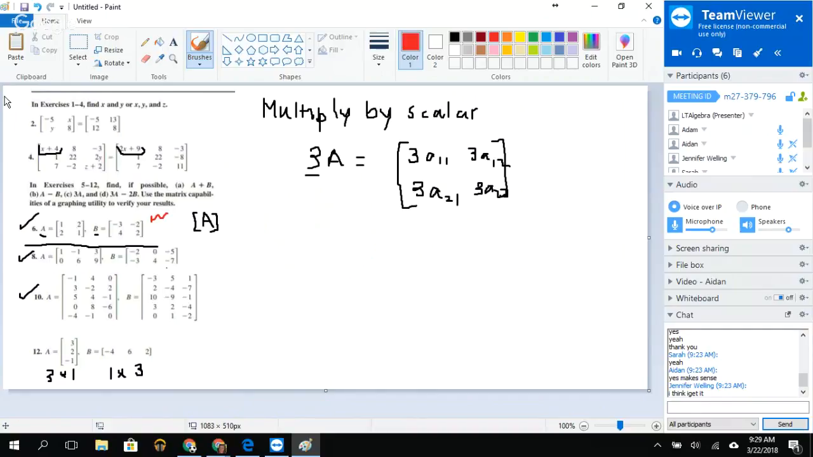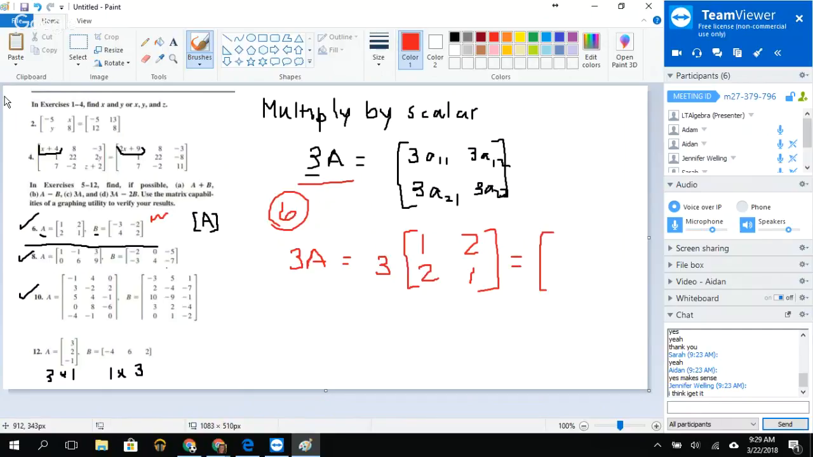So for example, if I wanted to evaluate 3A for problem number 6, it would be equivalent to, and sometimes you'll see it written like this, 3 times the matrix 1, 2, 2, 1. Basically, it's like you're distributing that 3 to every element in your matrix. So you're going to have 3 times 1 equals 3, 3 times 2 equals 6, 3 times 2 equals 6, and 3 times 1 equals 3. So that would be multiplying by a scalar.